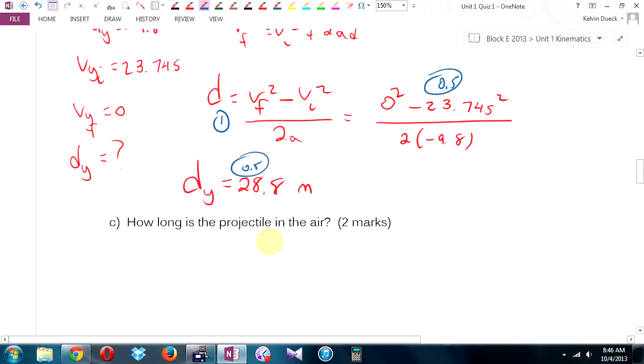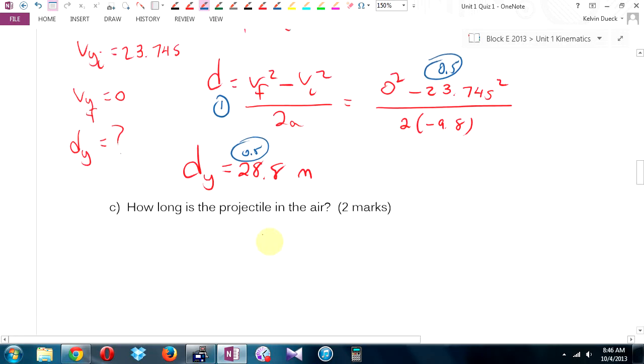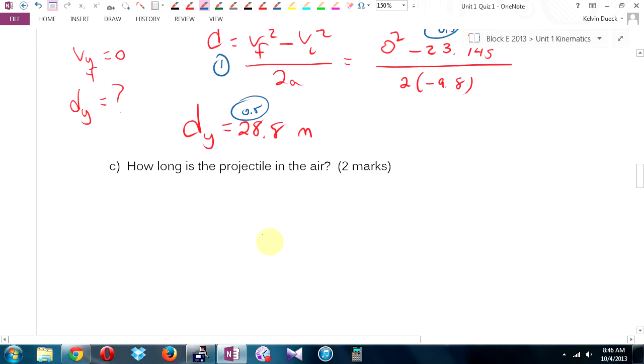How many marks would we get if we just drew a picture and tried to figure out what we did? Show me after. Come see me after. Okay? So just put a star next to it. Come get me after.